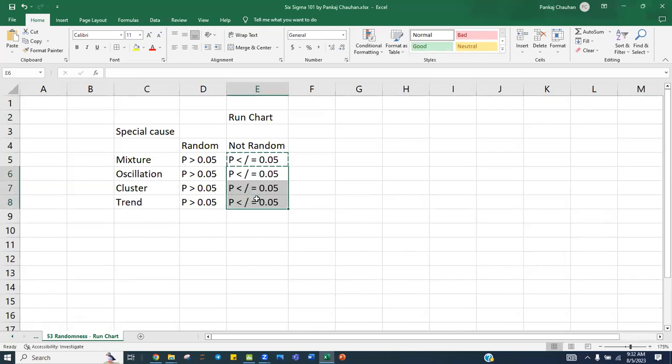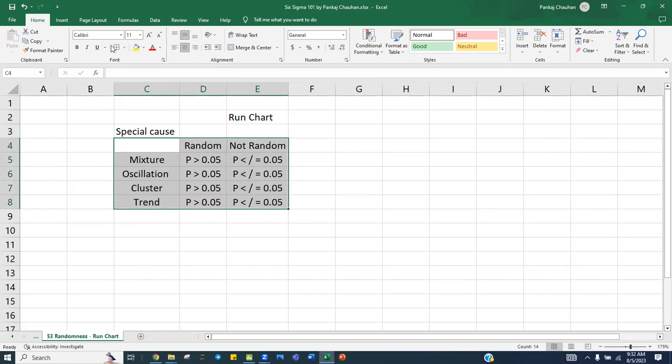So if the p-value of all of these 4 properties in your run chart is greater than 0.05, then it's random data. And if the p-value is less than or equal to 0.05, then it's non-random data. Now let us understand what is the mixture, oscillation, cluster, or trend.